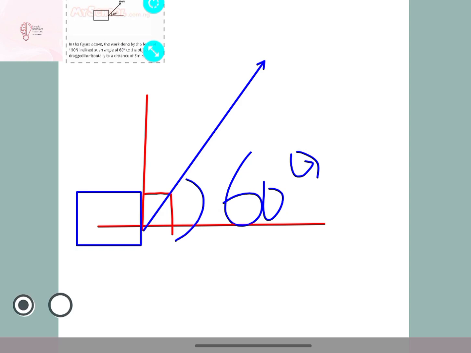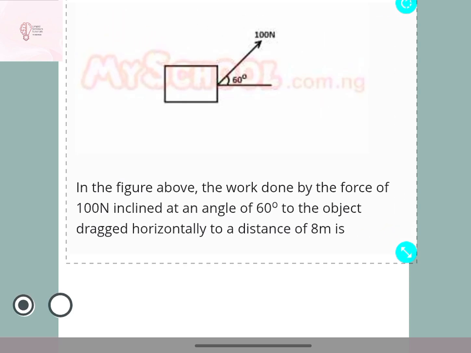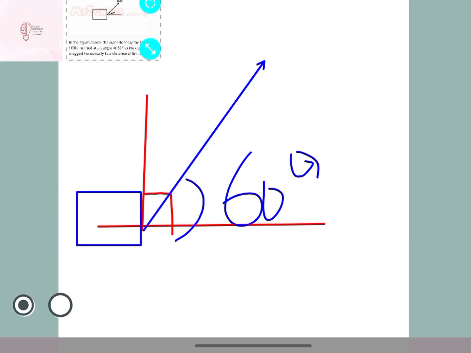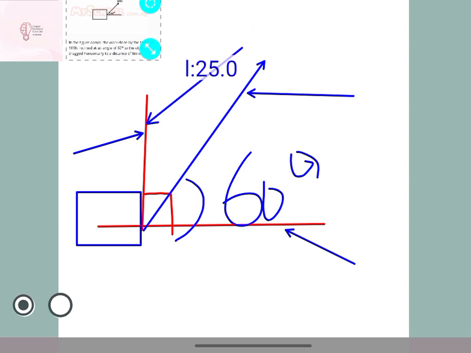Have you seen it? If you introduce this box now, look at the box, look at this question. Have you seen it? Then if you check it, they did not include this line. They did not include it there. Okay, because we are only talking about horizontal components, therefore they are only concerned with this line and this line. Do you understand? They are not concerned with this line.